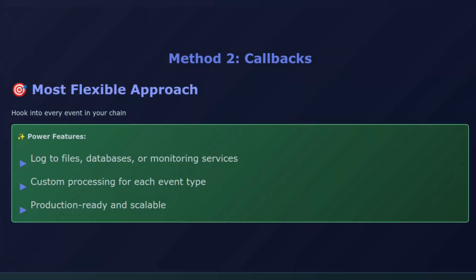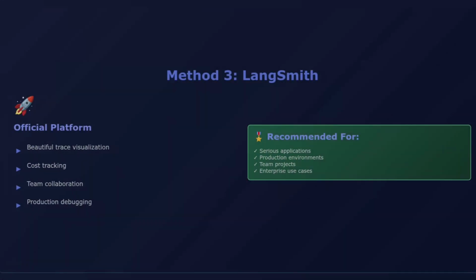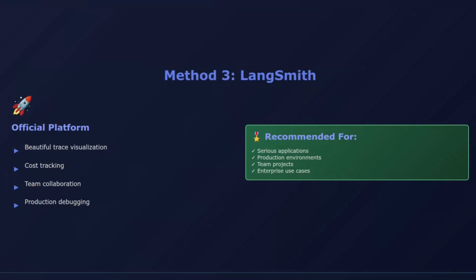Method number 2, callbacks. This is the most flexible approach. LangChain has a callback system that lets you hook into every event, when a chain starts, when an LLM is called, when a tool is used, everything. You can create custom callbacks to log to files, databases, or monitoring services. And method number 3, LangSmith, which is LangChain's official tracing platform. This is what I recommend for serious applications. It gives you a beautiful UI to visualize your traces, track costs, and even debug in production.